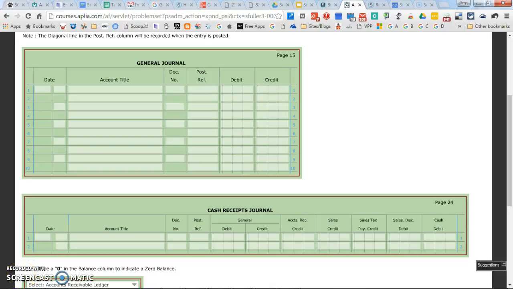Alright, here is our 17-2 work together. We are to journalize the following transactions completed during November of the current year using page 15 of the General Journal and 24 of our cash receipts. So our first transaction is November 2nd. Wrote off Davidson Corp's past due account as uncollectible, $849.